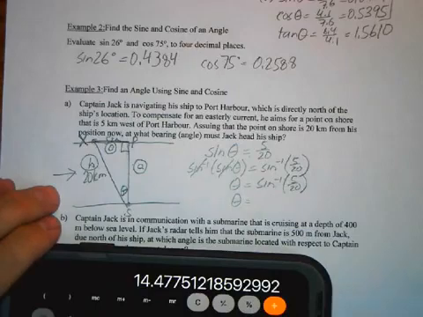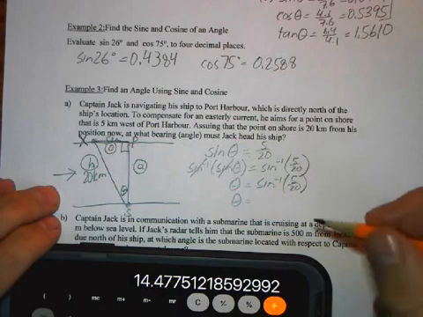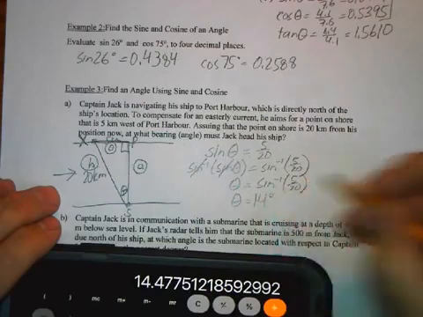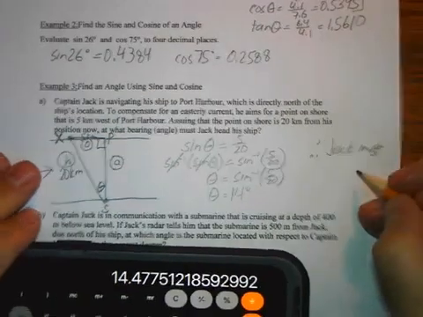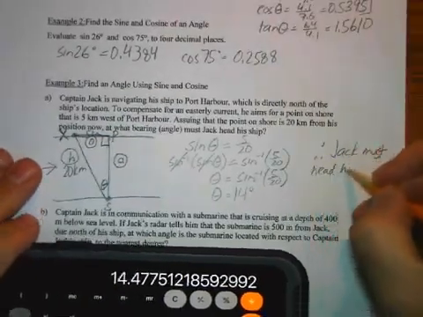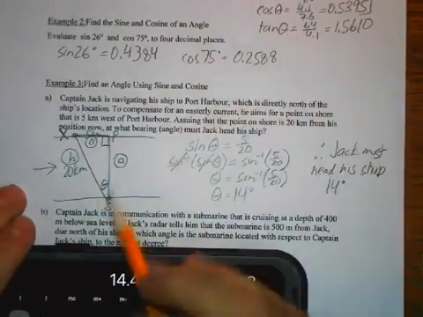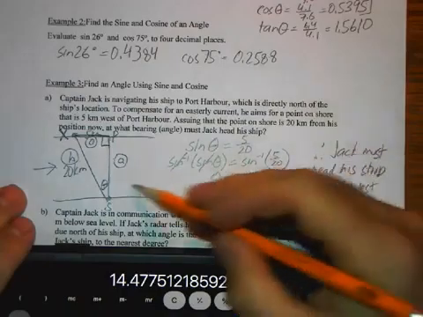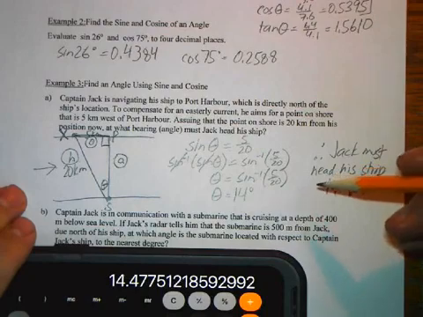14.477. 14.47, and they want it rounded to, well, I guess it doesn't say there, but usually for angles we'll round to the nearest degree, so this would be 14 degrees. Okay, so therefore Captain Jack must head his ship 14 degrees, and we could say he's aiming it towards the west. We already kind of knew that, 14 degrees west, because if he aimed at 14 degrees east, he'd be way off, because that's where the current is pushing him anyways.